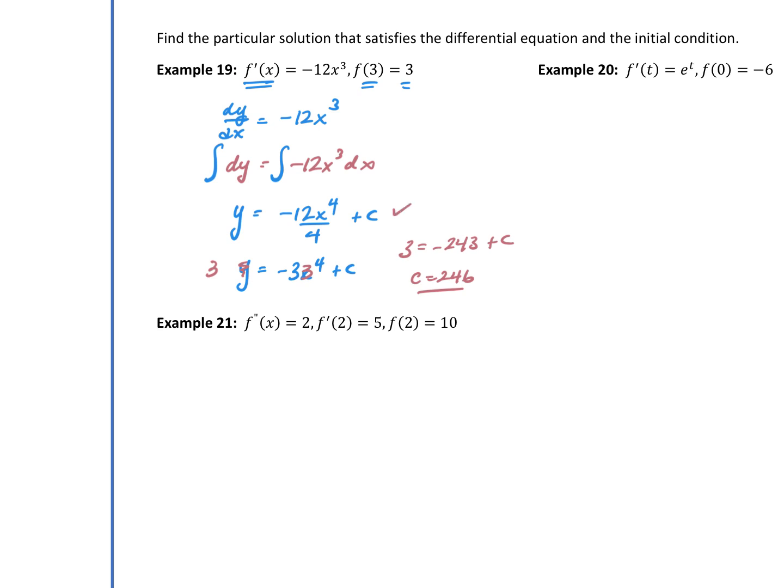And then I just rewrite it here. So we're just getting a habit. We're going to do much more complicated ones. But you always want to plug back into where you substituted in. Okay, so we've got y equals negative 3x to the 4th and then plus c, so plus 246.